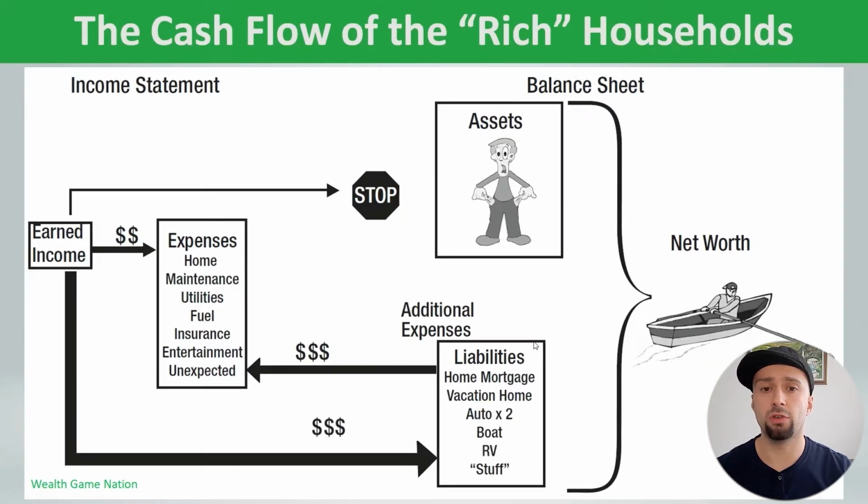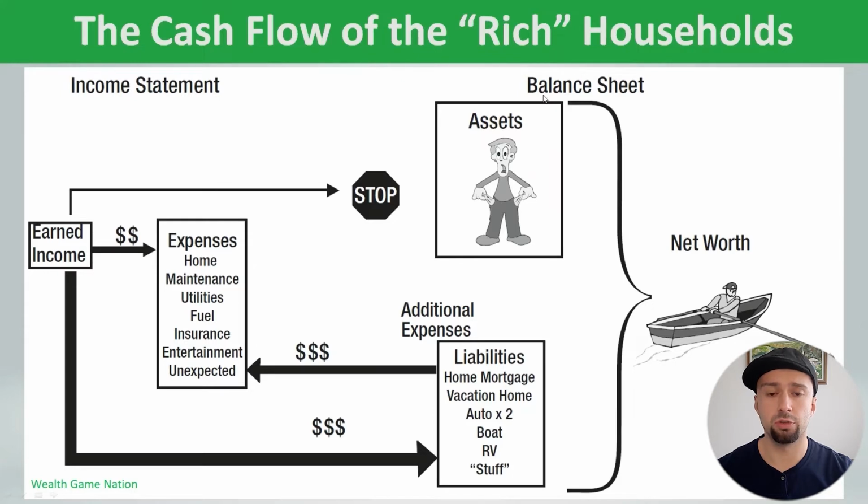Next, we have the cash flow of the quote-unquote rich households, also called middle class. Again, if we look at the left side, at the income statement, their earned income goes towards expenses such as home maintenance, utilities, fuel, insurance, entertainment, etc. Then they have an even bigger portion of their income going toward liabilities such as home mortgage, vacation homes, cars, boats, RVs, and other stuff. Those liabilities again create more expenses, which then end up in the first bucket. Here again, if we look at the third arrow towards the assets, there is nothing in the assets.